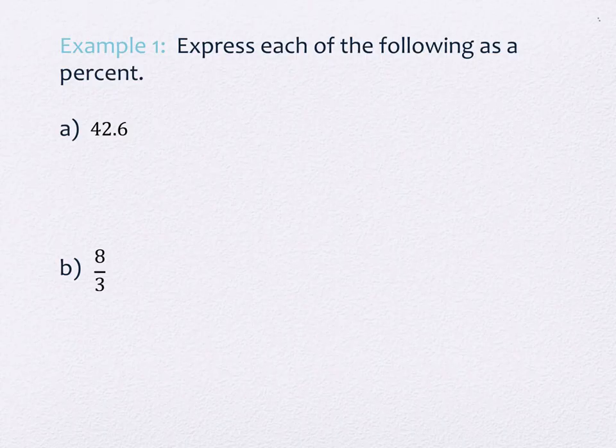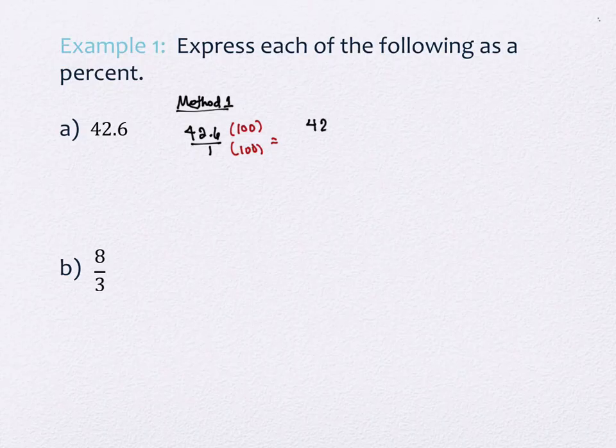The first one we're going to do is 42.6. I'm going to go with method one to do this, not because it's my favorite or anything, but just because I want you to see it. If you have 42.6 over 1, and you multiply the top and the bottom by 100, then 42.6 times 100 gives you 4,260 over 100. By definition, this means 4,260%. That is a big percentage.